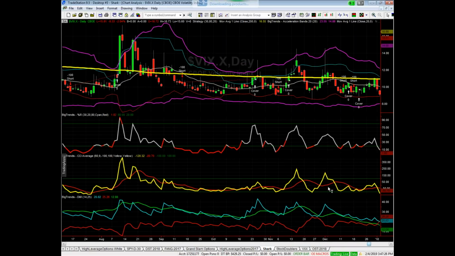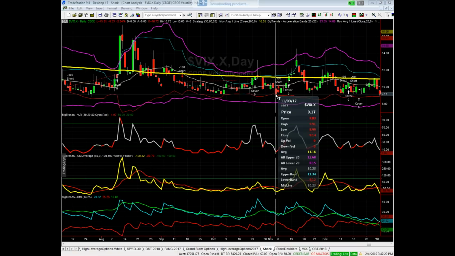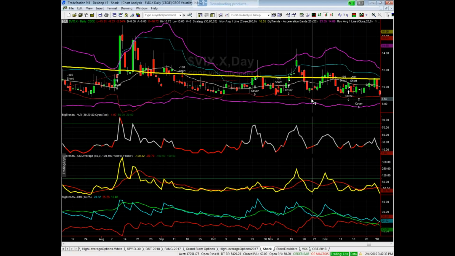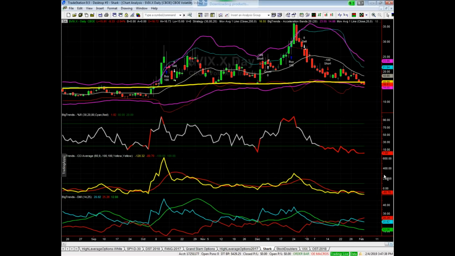But just go back and look at how many times you tag that lower Bollinger Band. That's the red line here. And then within a matter of 5 days, you spiked sometimes dramatically up. So prepare for that. Take advantage of it.